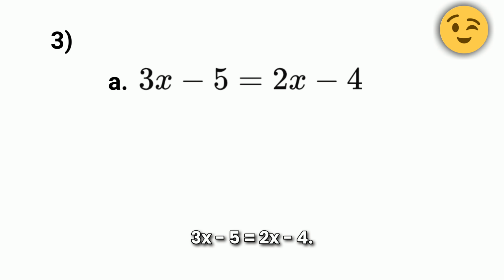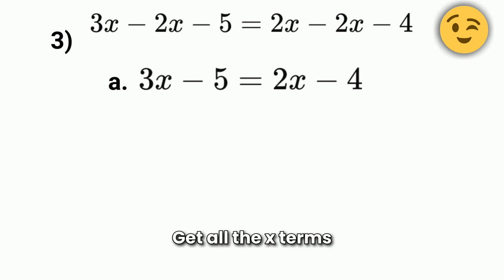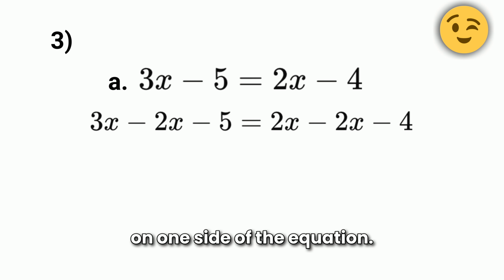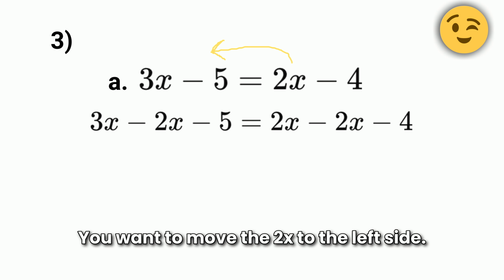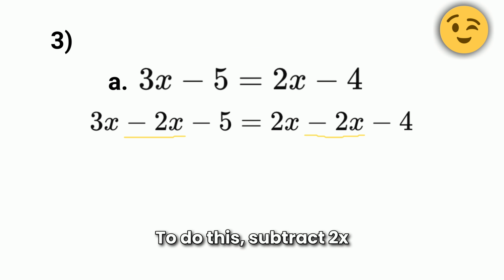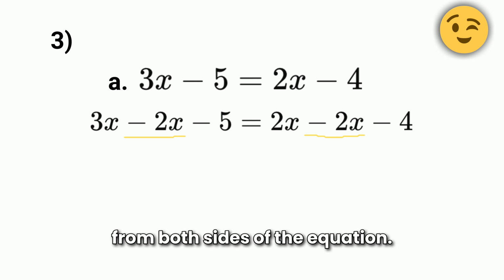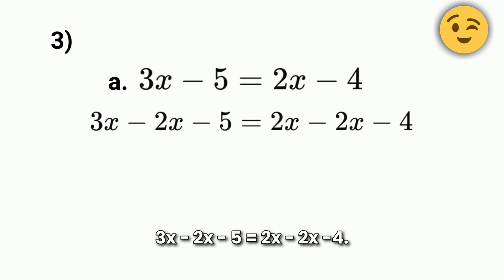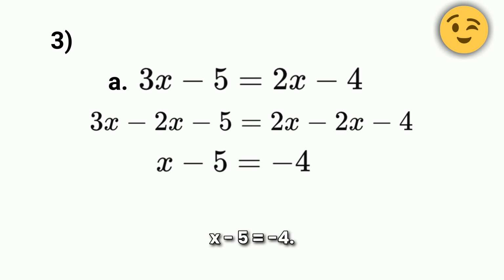Equation A, 3x minus 5 equals 2x minus 4. Step 1. Get all the x terms on one side of the equation. You want to move the 2x to the left side. To do this, subtract 2x from both sides of the equation. 3x minus 2x minus 5 equals 2x minus 2x minus 4. This simplifies to x minus 5 equals negative 4.